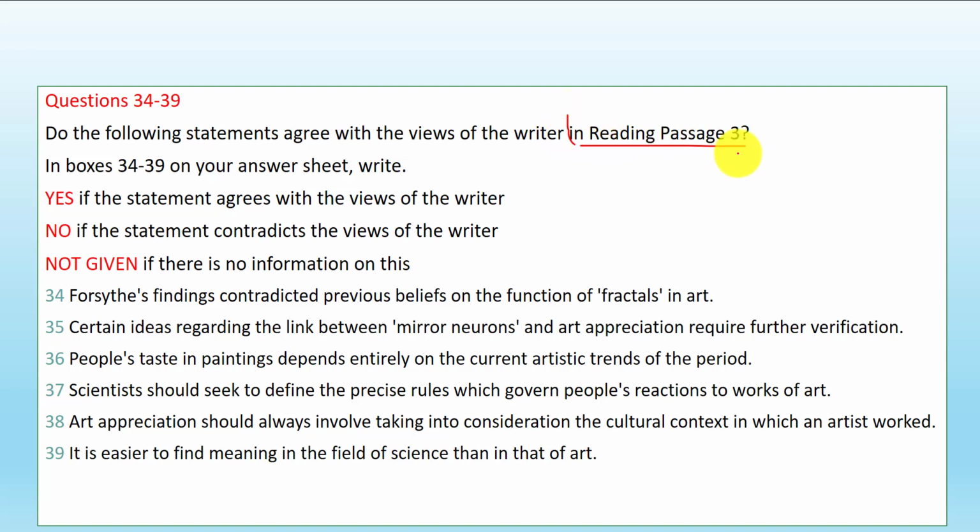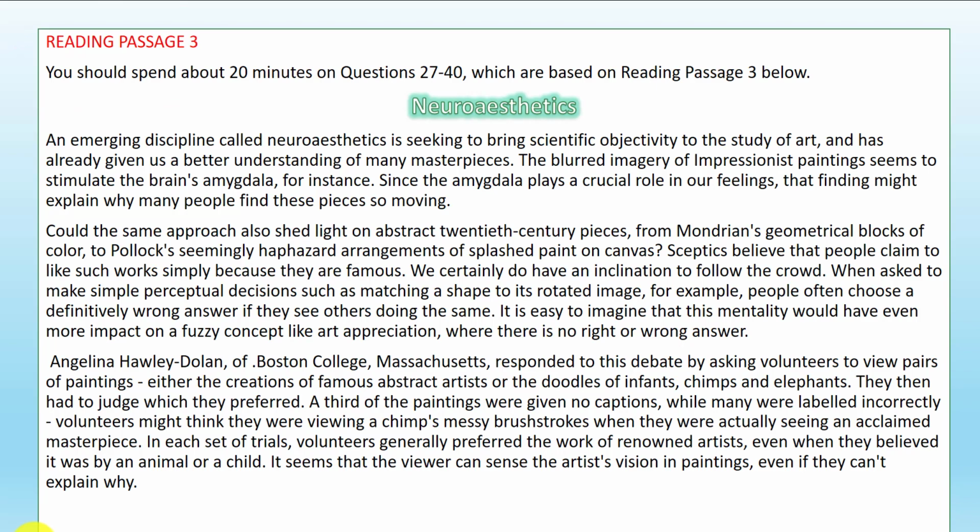Okay, I chose passage 3 because it is the most difficult passage. As you know, as we proceed through the test, the passages become harder and passage 3 is the toughest one. Now, the first thing I'm going to do is just look at the title. It's about neurostatics, okay? Now, let me give you a view.